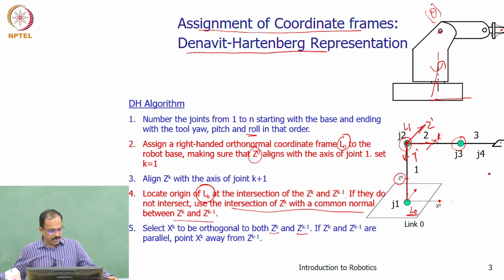And again, if they are parallel, point xk away from zk minus 1. So if they are parallel, move it out, because both will be in the same direction. If zk and zk minus 1 are in the same direction, then point it away from this. That is the direction you can take.